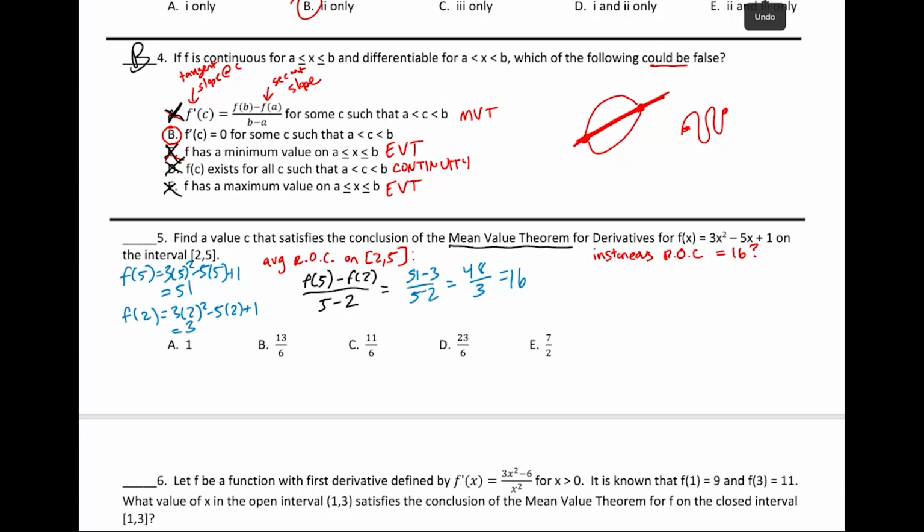So first we'll find a formula for the instantaneous rate of change, which is the same as the formula for the slope of the function or the derivative of f of x. So f prime is going to be 6x minus 5. We want to know for what x value is that equal to 16. So we can add 5 to both sides to get 21, and then divide both sides by 6. So we get 21 over 6. I think we can reduce that. Both of these are divisible by 3, so we get 7 halves, and our answer is E.